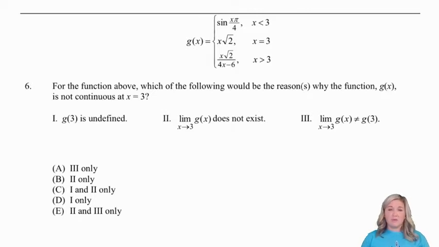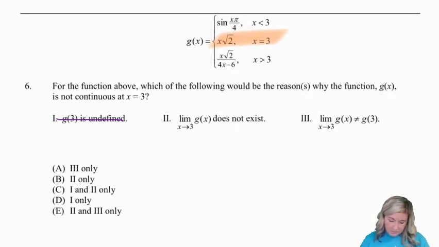Well, if I plug in 3 for x in this piece here, that's going to be defined. So that doesn't work. This one is not right. Then, the limit of g of x does not exist as x approaches 3. As x approaches 3, I need to make sure that the left and the right are approaching the same number.